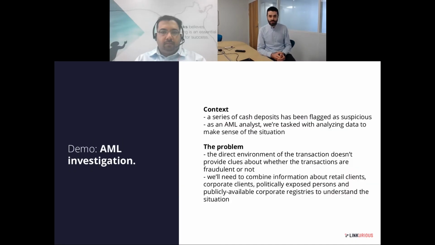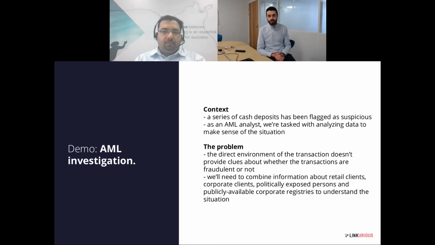Now, I would like to give you a taste for how it works in practice. And in order to do that, we will go together through a demo. That demo will cover an AML investigation scenario, and it will revolve around a specific context. So in our scenario, a series of cash deposits has been flagged as suspicious. And as an AML analyst, we are tasked with analyzing data to make sense of the situation.